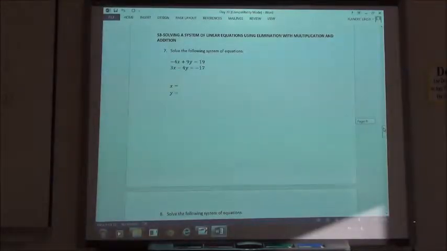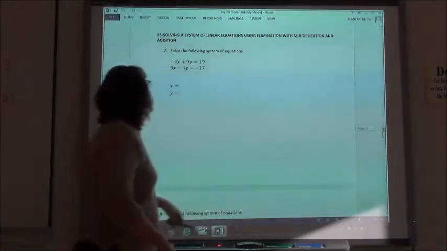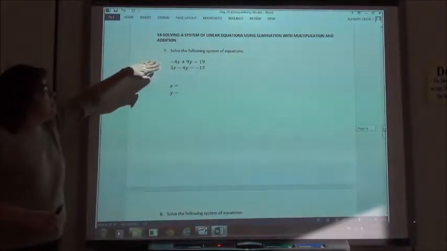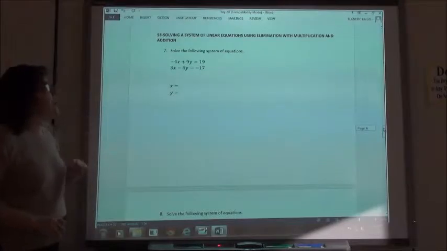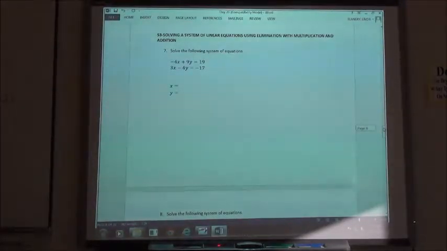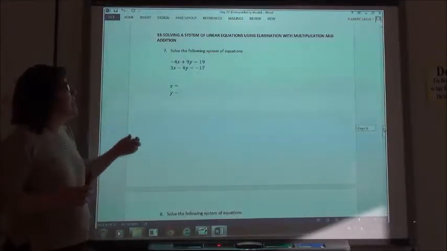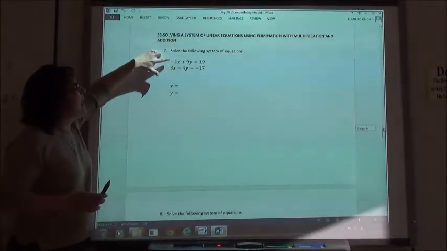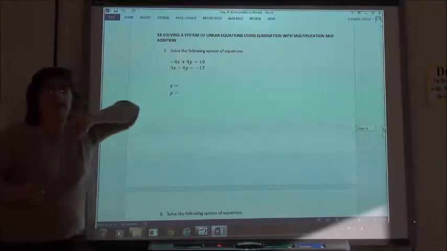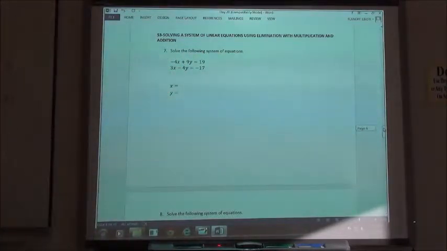Number 7, we are going to solve systems of equations using the elimination method with multiplication and addition. If I would try to solve either of these equations for x or for y, I'd have some pretty nasty looking fractions, and most of the time we don't like fractions, so we have to find a different way to solve that. One of the ways to solve it is by what they call the elimination method. We want to either eliminate the x's or eliminate the y's by finding a common multiple and then multiplying either one or both of our equations so we have opposites.